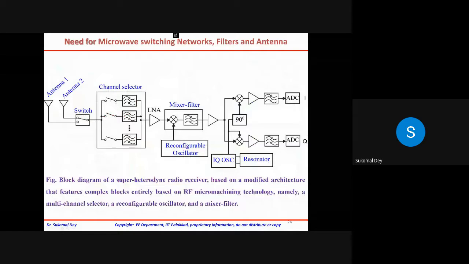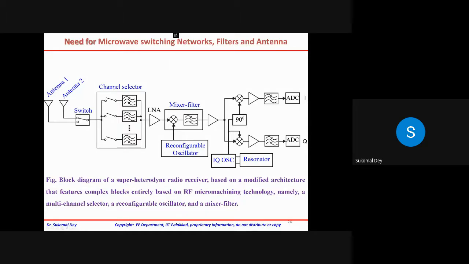Channel selector means each and every switch is connected to a filter, based on the activation of the switch. Now I am showing you the complete transceiver module, the complete superheterodyne receiver, where different kinds of filters are being used, followed by the switch, and then these mixer filters. So what are the mixer filters? That we will also see.